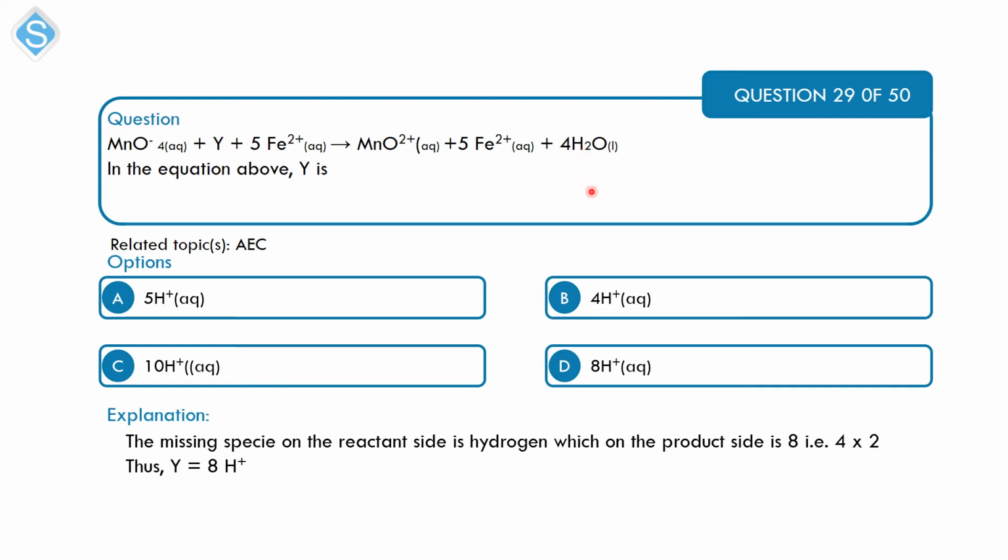So how many moles of hydrogen is it? Now remember that in a chemical equation, the number of atoms on the reactants and the product side must be balanced. So if you look here, how many hydrogen do we have here? There are 8 hydrogen. That's 4 times this 2 here. So you have 8 hydrogen. So how many hydrogen is supposed to be here? That would be 8. So that's option D.